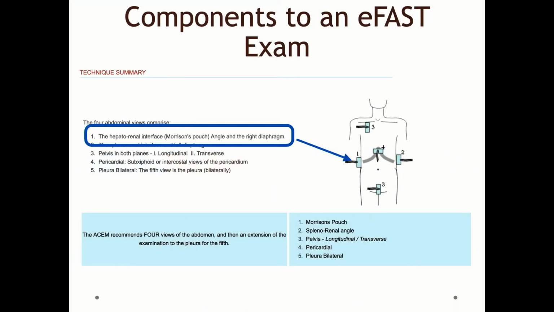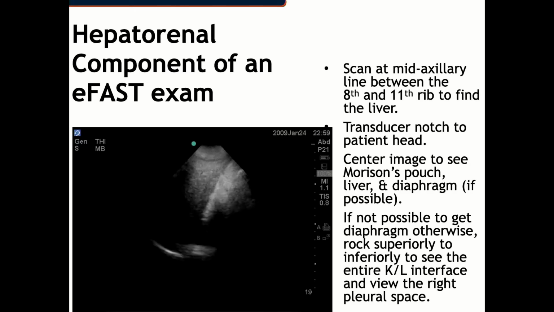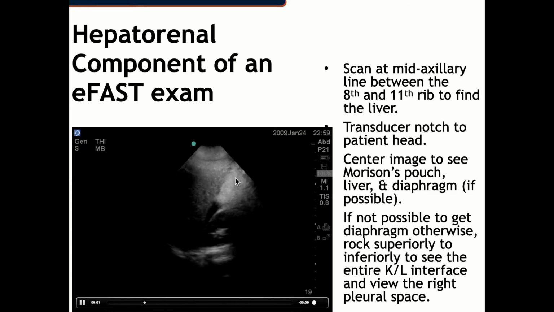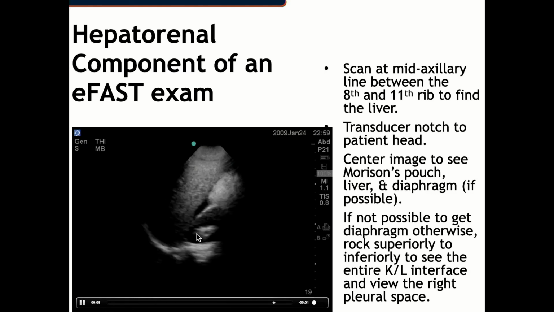So from cardiac, I am going to scan lung. We're going to review the kidney-liver interface first. It's a little different sequence than I'll be using. So at this point, you're really mid-axillary and somewhere between the 8th and 11th rib. You're going to keep the notch towards the patient's head. And what do you see? You see liver and you see right kidney.